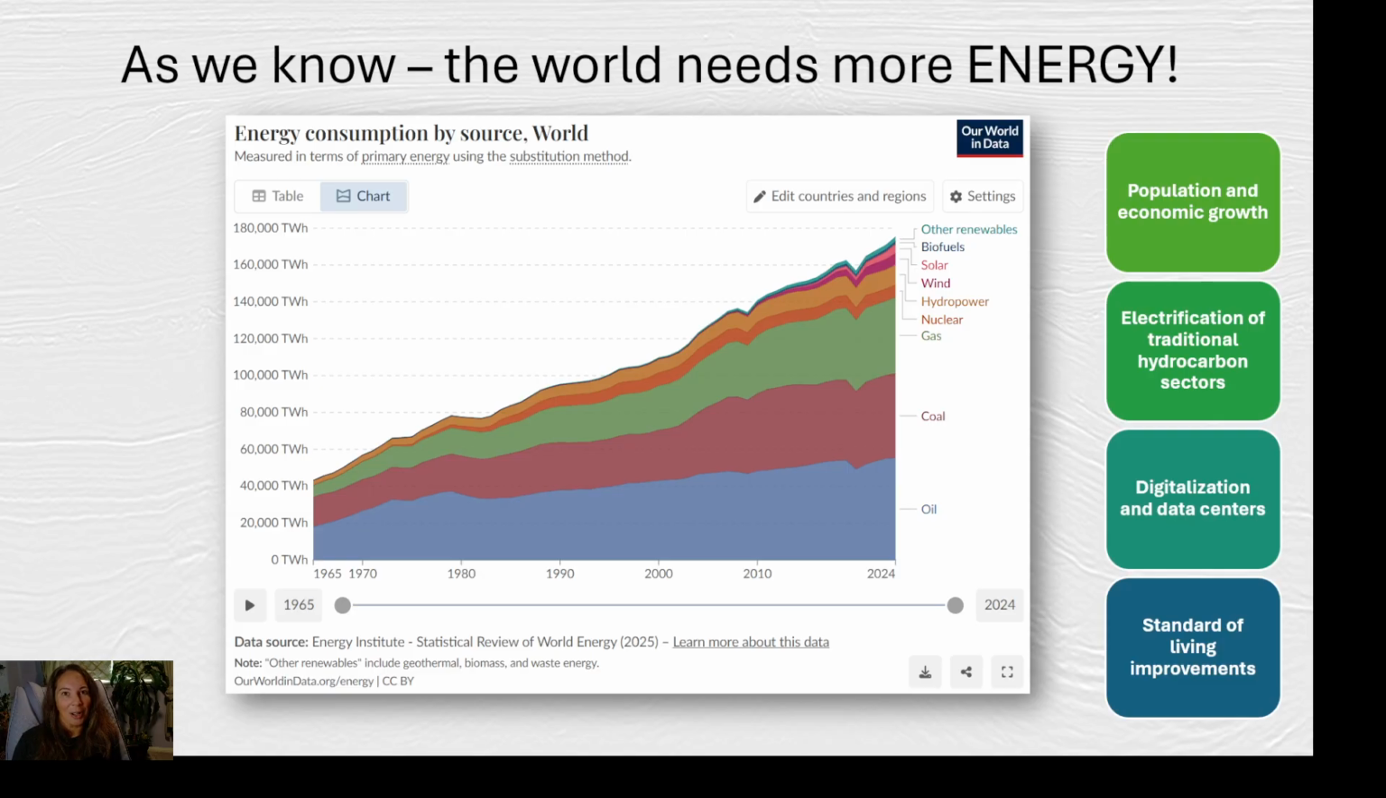We have also been electrifying some of our more traditional hydrocarbon sectors, so an easy one to think about is cars. There's also been a lot of digitalization, and the creation of data centers requires much energy. And also there's been standards of living improvements all over the world. So in many, many countries, more and more people are being able to use, say, air conditioning, which we all know is a huge driver of energy.